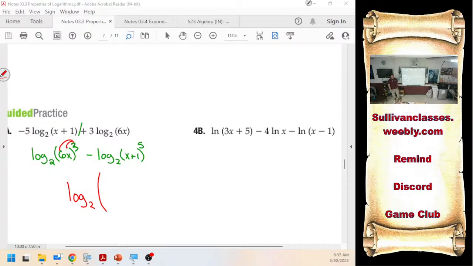186, 200. It's like you missed an entire 30 there. 216. 216 x to the third over x plus 1 to the 5th.